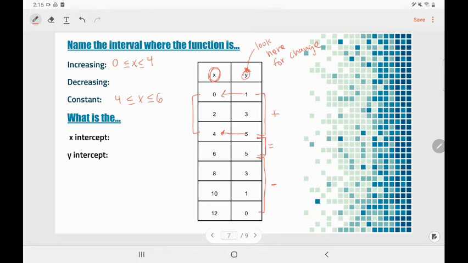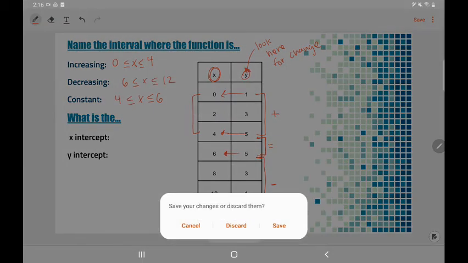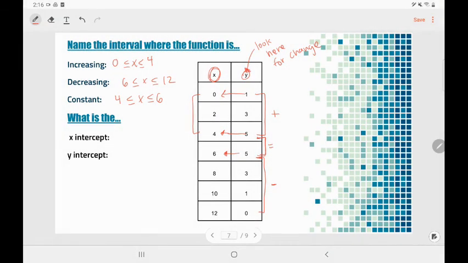And finally, my interval for decreasing, we start here, it goes 5, 3, 1, 0. So what's the corresponding x value of where it starts decreasing? It starts decreasing at 6, and it stops decreasing at 12. So from 6 to 12, it is decreasing.